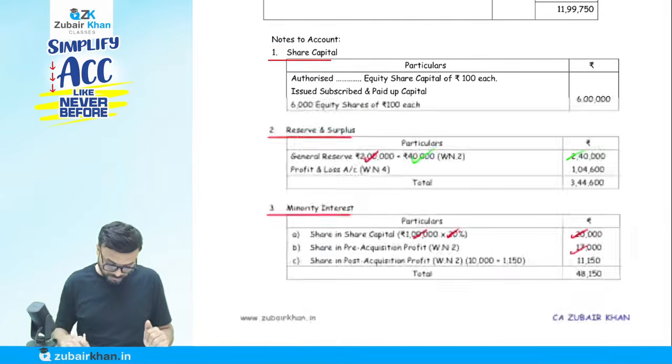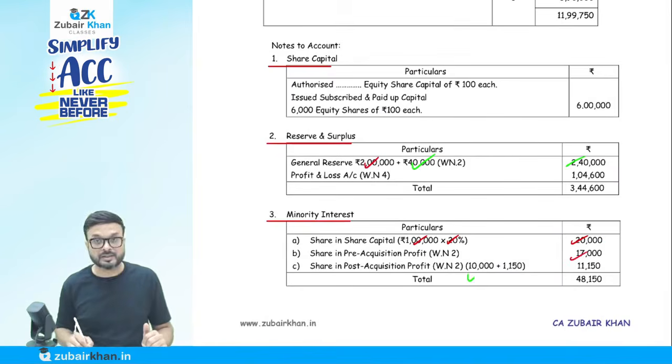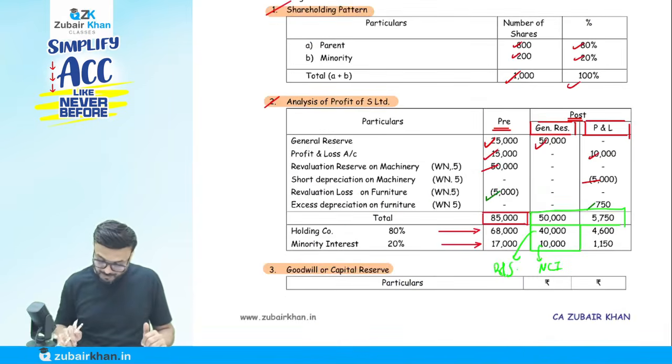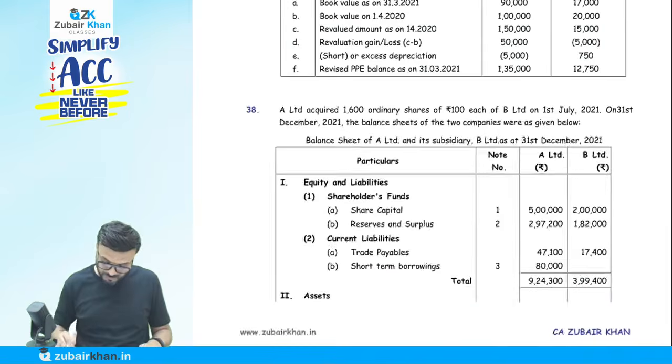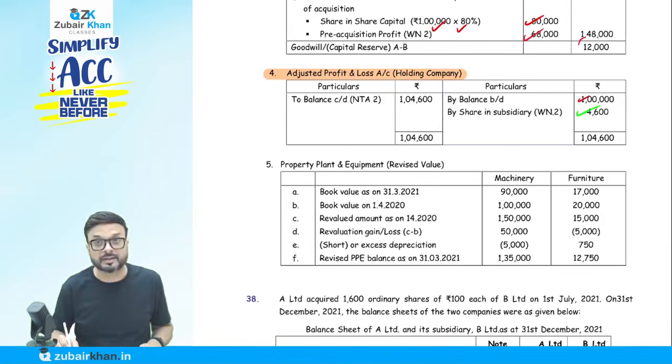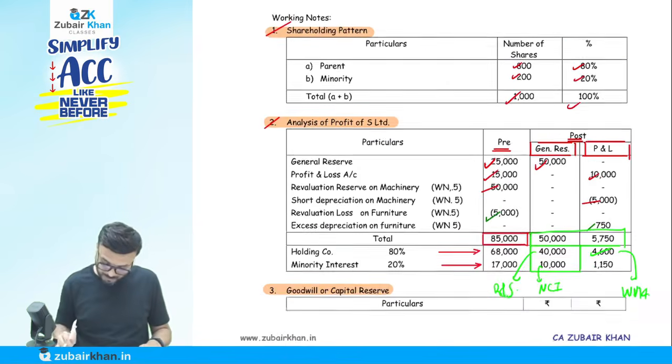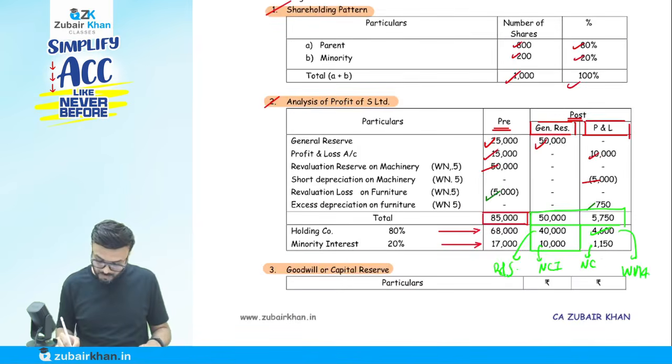Whatever belongs to non-controlling, it will go to non-controlling. They have a note on number 3. So note number 3, this is 10,000 there. This P&L will go to P&L. So it should go to general reserve and surplus, sorry. But we have made a working note on it, working note number 4. So you can see working note number 4, 4,600. Then whatever belongs to non-controlling will go to non-controlling interest.